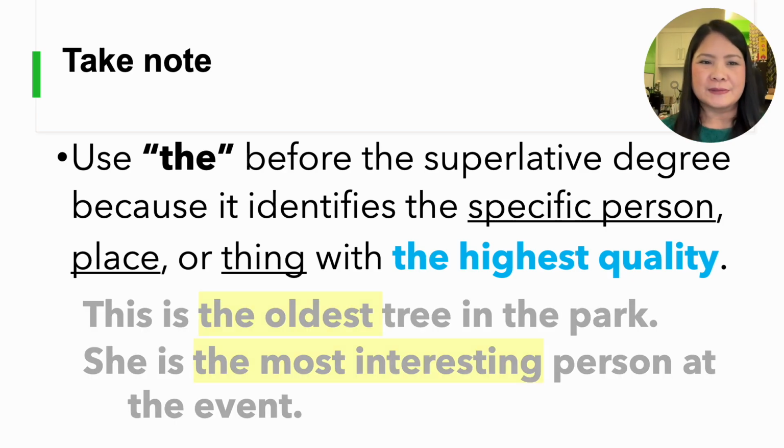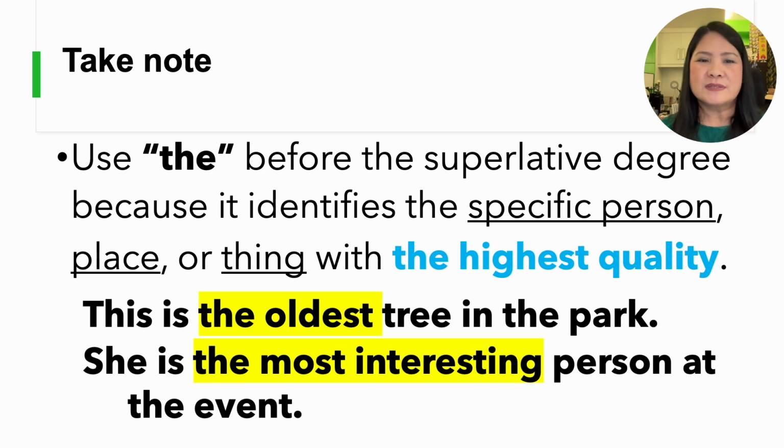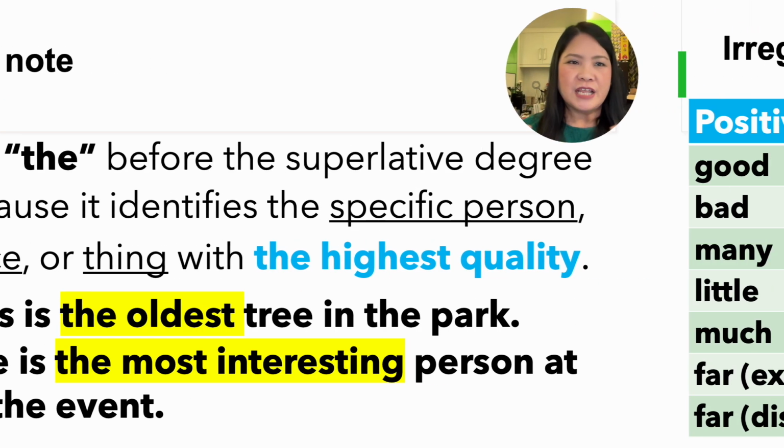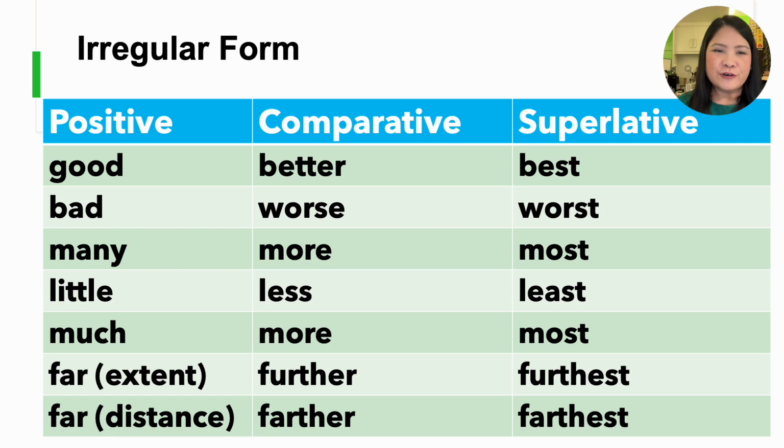For example, this is the oldest tree in the park. The oldest. She is the most interesting person in the event. So we have the most interesting. Okay, automatically, if we're going to use the superlative, whether it's with -est or with most, we have to add the article the. How about the irregular form?